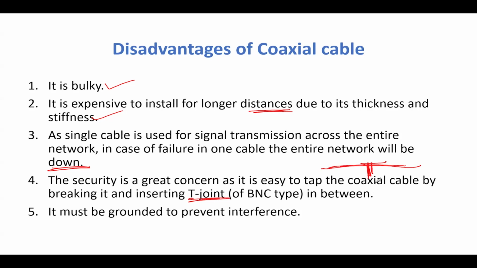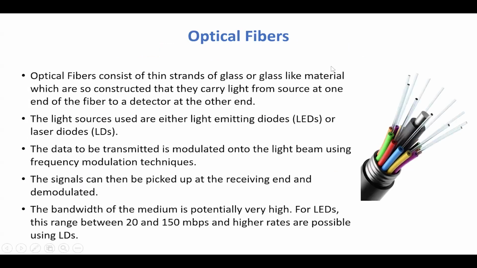This is another threat and it must be grounded to prevent the interferences. So these are the main disadvantages of your coaxial cable. Last one is optical fibers.